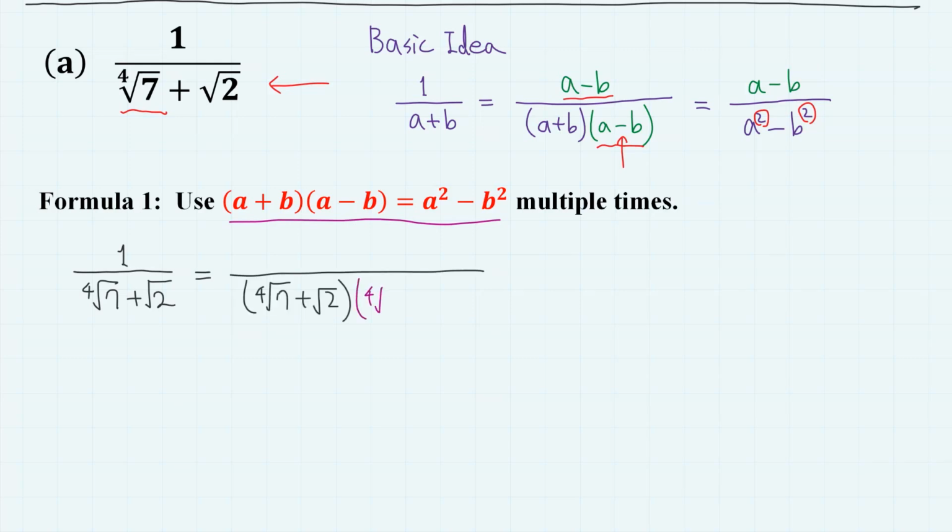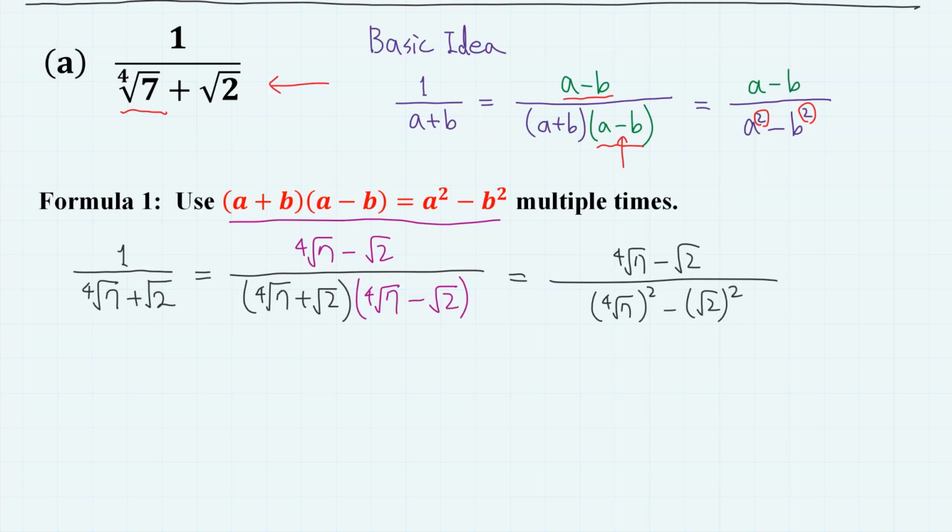So let us multiply 4th root of 7 minus square root of 2 on both denominator and numerator. Then we have 4th root of 7 minus square root of 2 divided by 4th root of 7 squared minus square root of 2 squared. And this 4th root of 7 squared is equal to square root of 7. If you're confused, then using fractional exponents might help. So we have square root of 7 minus 2 here.